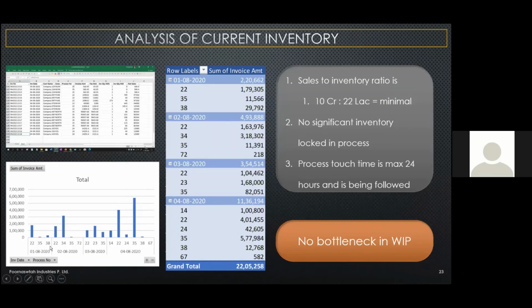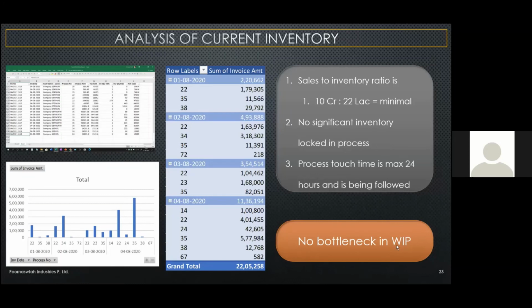This is a processing unit, by the way. The inventory is owned by the customer itself. So 4 days of inventory was okay. The company used to do a 10 crore sale, against which 22 lakh rupees of inventory existed. So it's not a major issue. No value is locked in the process, and it is being followed. So no bottleneck in WIP.